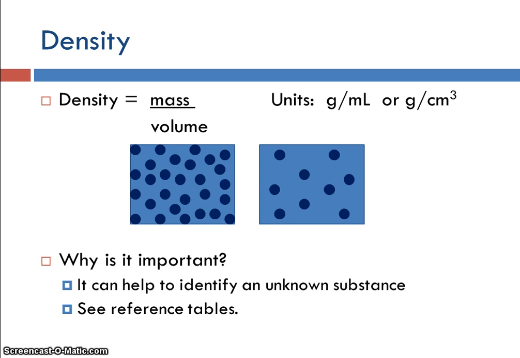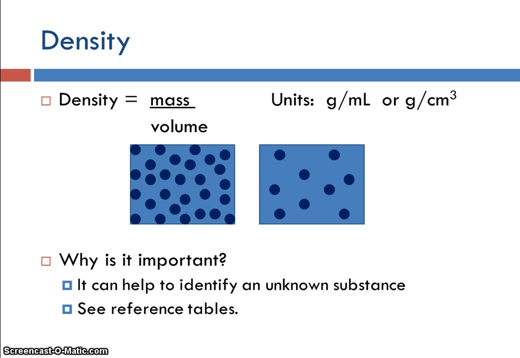So again, the reason density is so important is because it can help to identify an unknown substance. So for example, if you are working for the State Bureau of Investigation, the SBI, and you come across a clear liquid, one way you can identify it is to calculate the mass and the volume, find the density, and then you can see if it would be water. So water is always 1 gram per milliliter, and that's one way you can identify it.